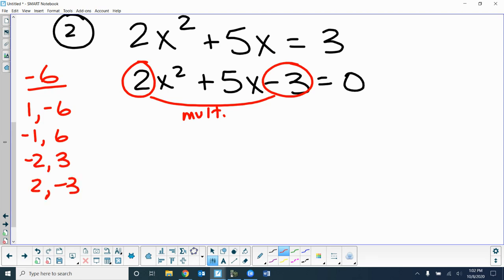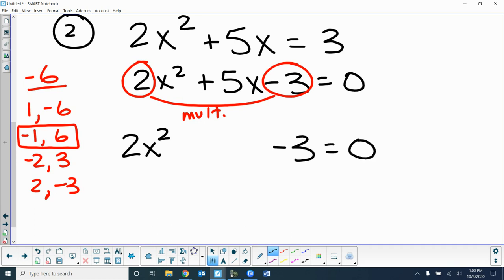That adds to give me positive 5, which would be this pair, right? So I have to rewrite the problem. 2x squared and the minus 3 equals 0. That doesn't change. What we change is this 5x into these two: negative 1x plus 6x. And if you wrote 6x minus 1x, it will still work out. It doesn't matter what order those go.